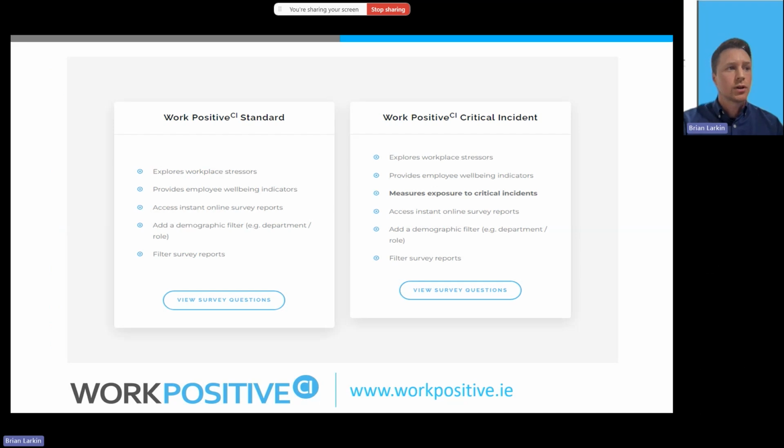So these are the two survey choices or options, as I mentioned earlier. These survey questions are accessible and visible on the website. So you may like to look at these questions in advance of rolling out, maybe as a steering group. They're available under the prepare stage of the process.